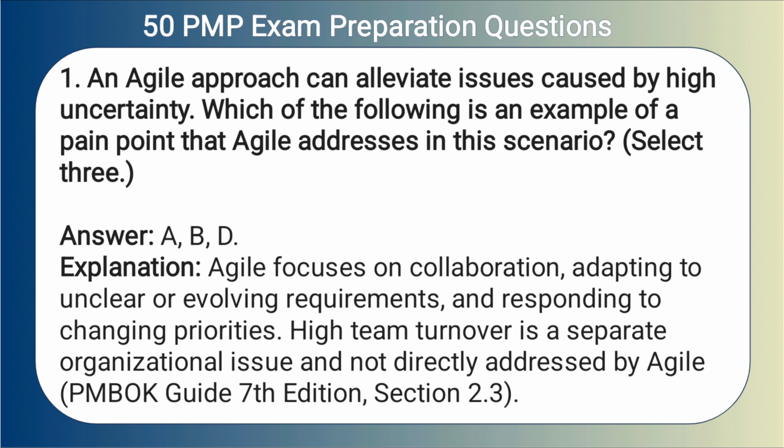Answer: A, B, D. Explanation: Agile focuses on collaboration, adapting to unclear or evolving requirements, and responding to changing priorities. High team turnover is a separate organizational issue and not directly addressed by Agile.